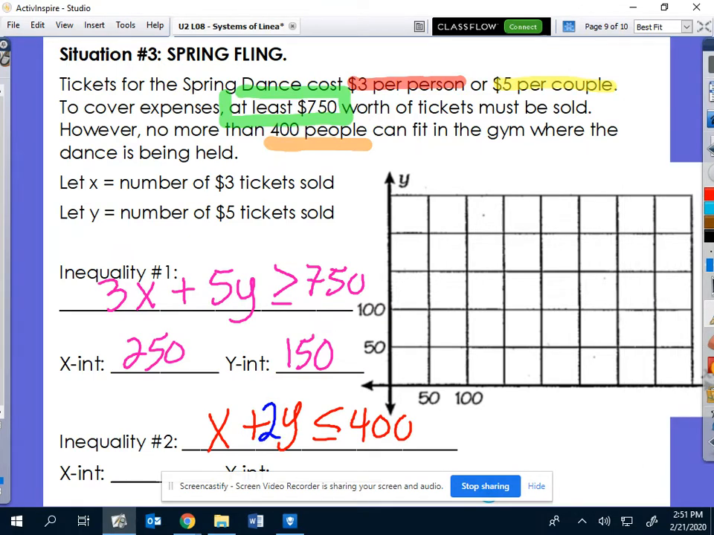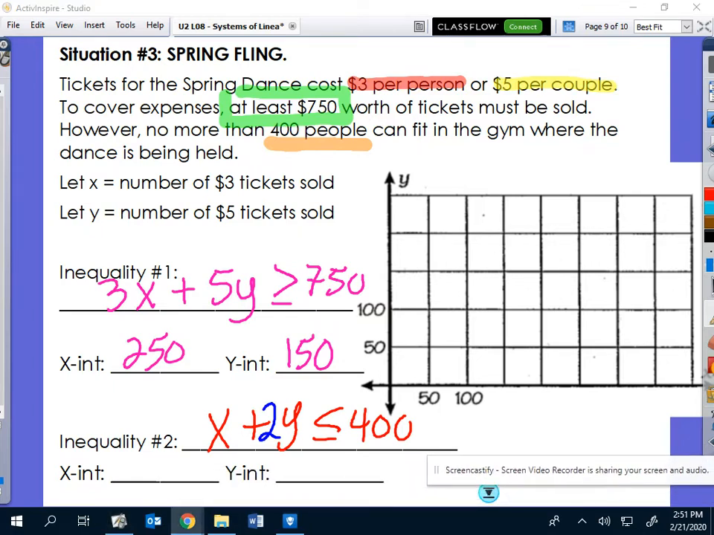A couple is actually two people. So what we have to do is put that two in there, because X is going to be one person, but if I sell a couple ticket, that's going to be two people. So now when we do our division there, it could just be all single people, so 400 single people. Or if it's just all couples, that would be just 200 couples.